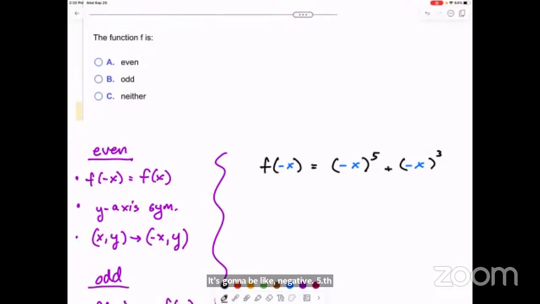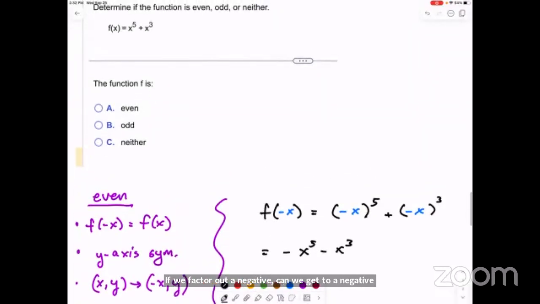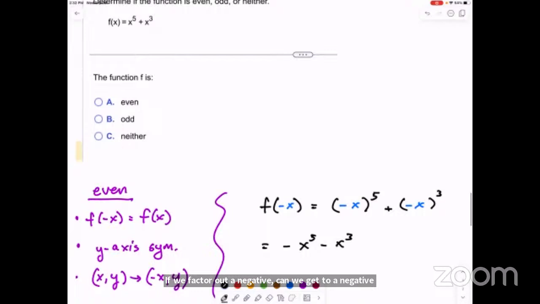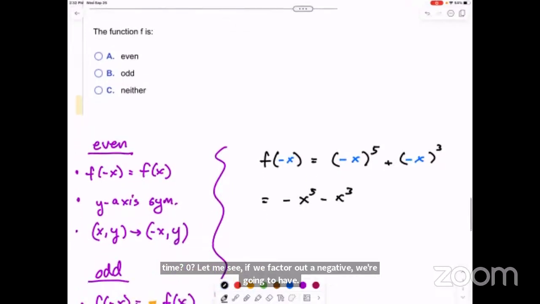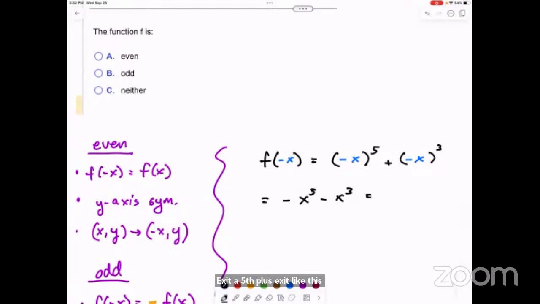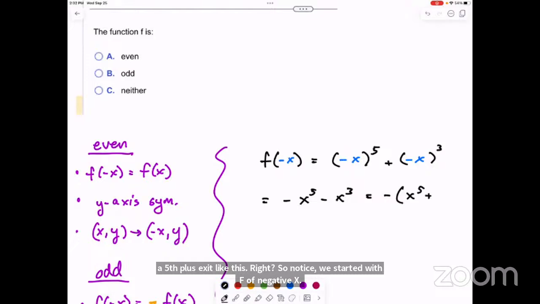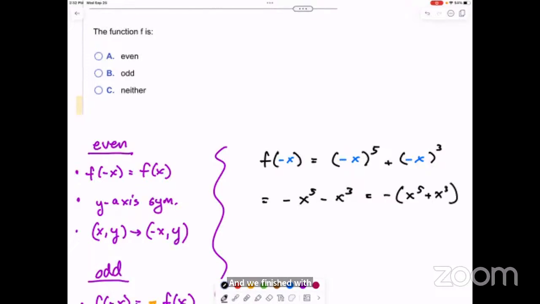Is this the original? This is not the original. If we factor out a negative, can we get to a negative times the original? If we factor out a negative, we're going to have x to the 5th plus x to the 3rd, like this, right? So notice we started with f of negative x, and we finished with the negative times f of x. I think that's the definition.